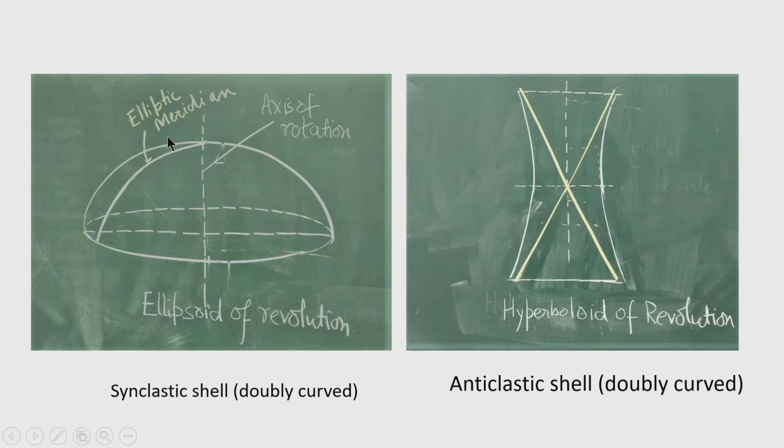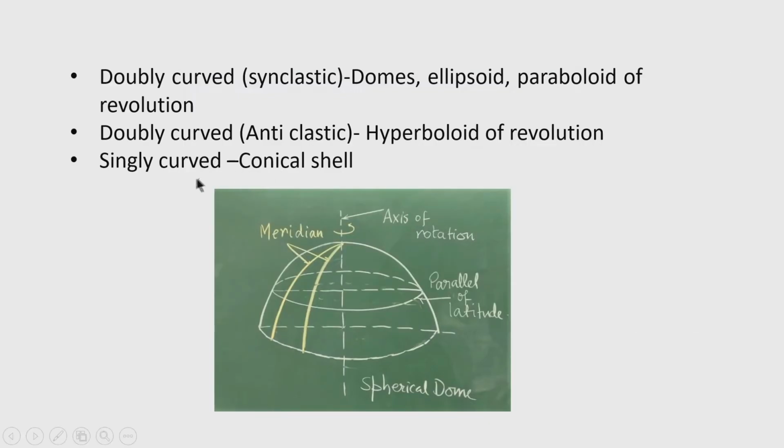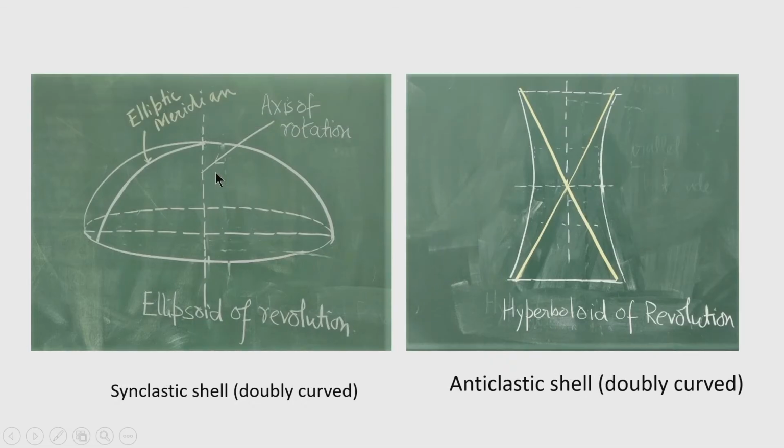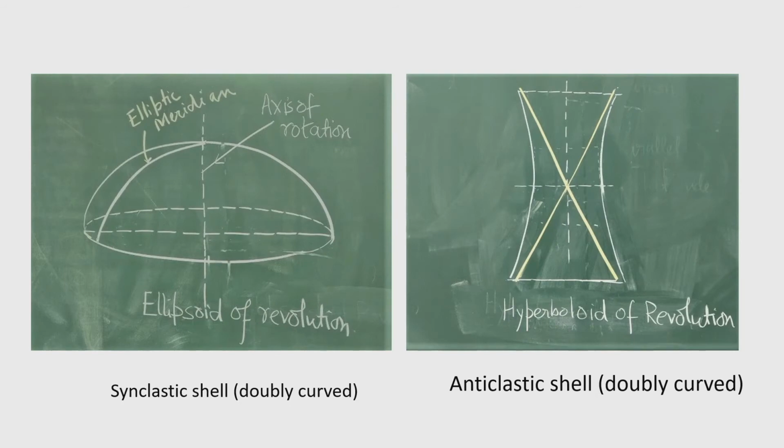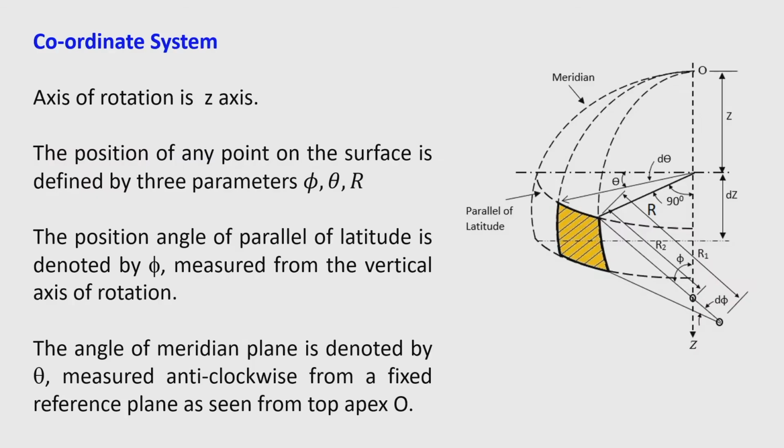Conical shells are examples of singly curved shells, and it is a developable surface. But this also falls under the group of shells of surface of revolution. Conical shell is also formed in the group of shells of surface of revolution. Now, let us first introduce the coordinate system in which we will work out our problems.